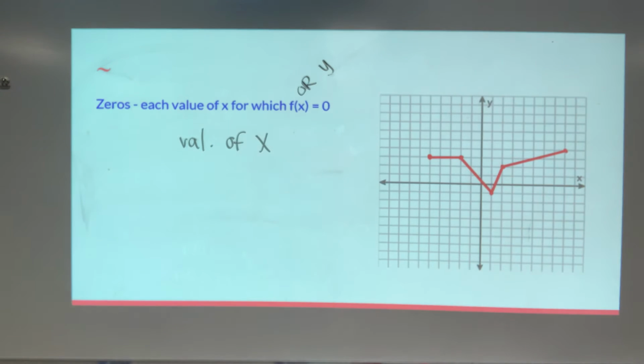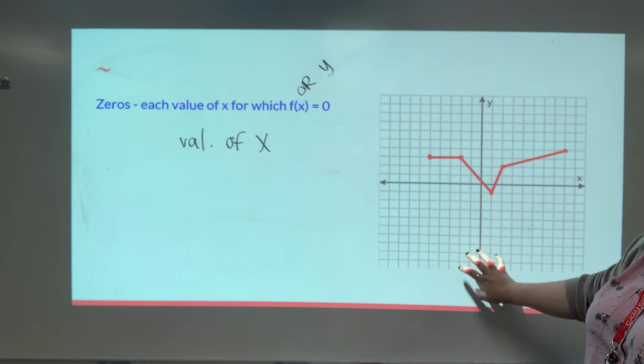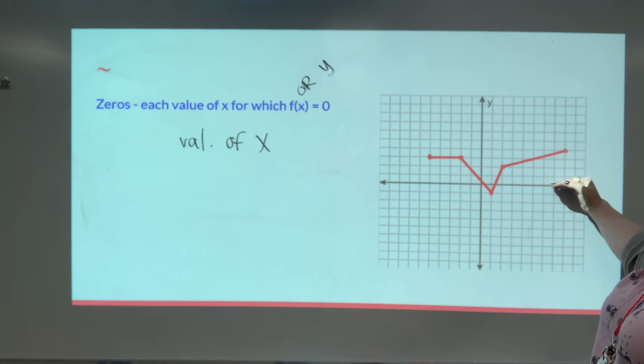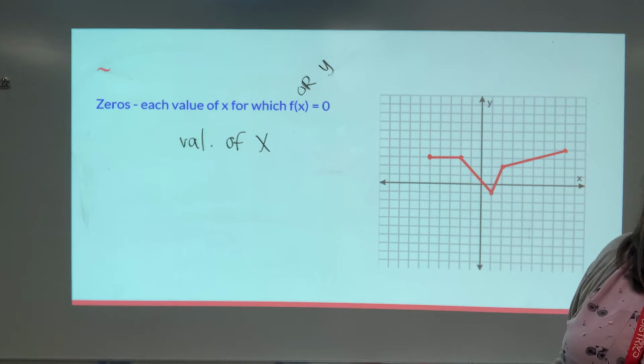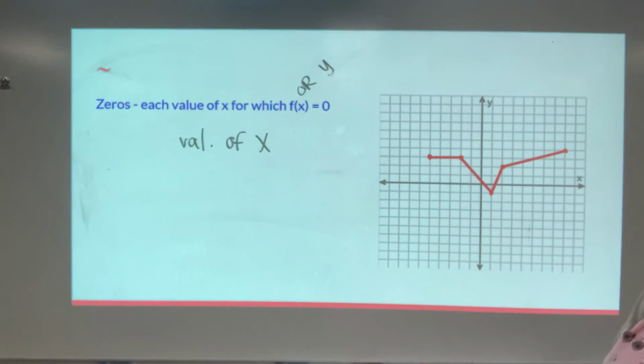So on this graph, where is y equal to 0? Okay, if you're looking up here, y is positive, y is negative down here. So when y equals 0, it's got to be along the x-axis. So when you think about zeros, be looking on the x-axis, okay?